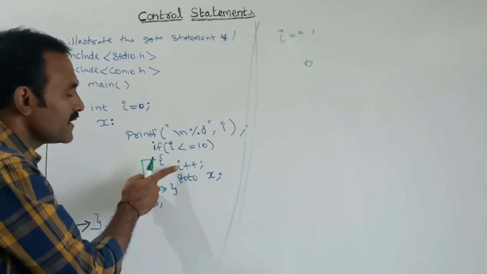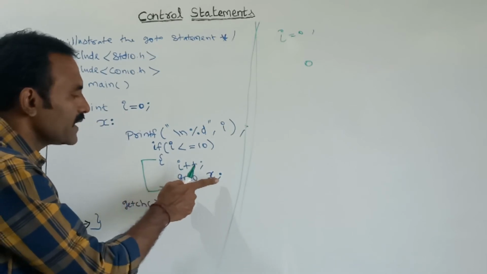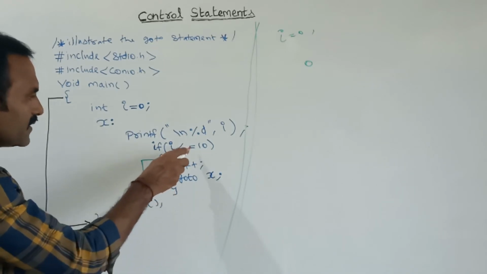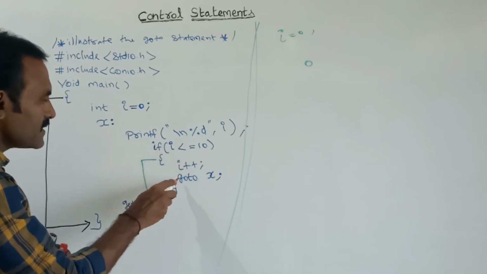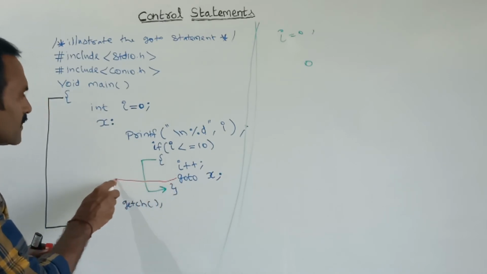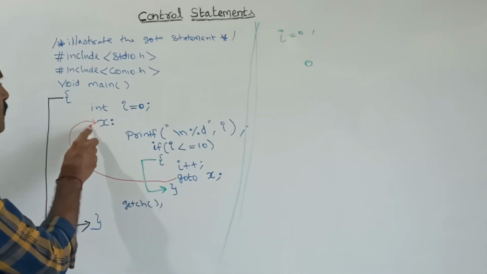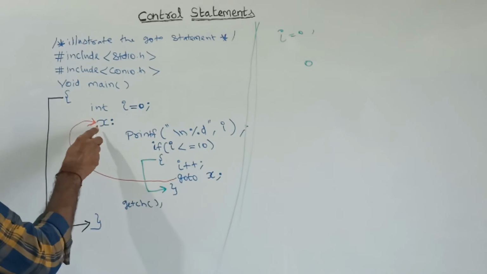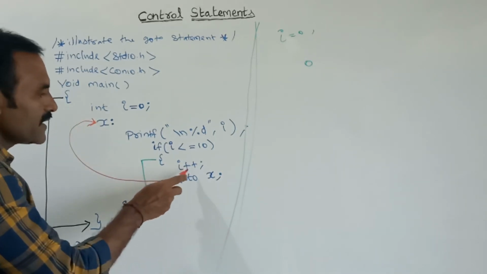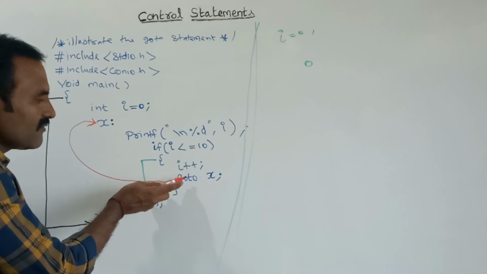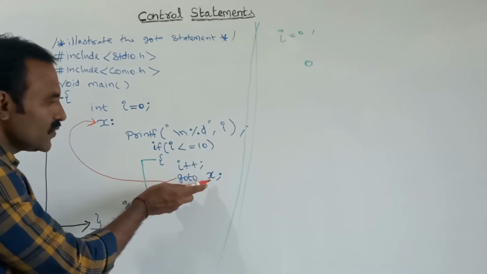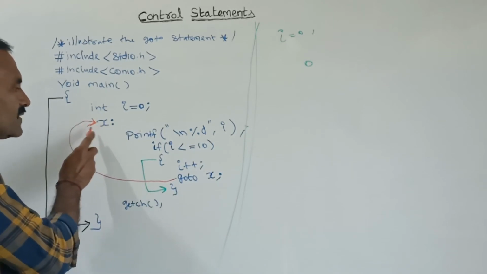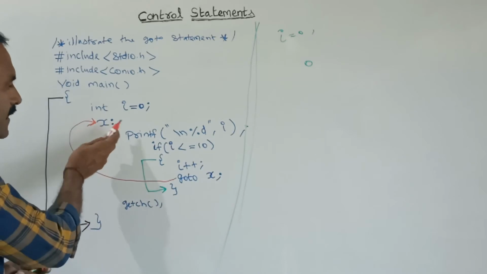After incrementing the i value, I am telling it to go to the X label. Each and every time it comes inside the if condition, this goto statement will move the controller to here, that is X. The controller will jump to the label X. After incrementing the value to 1, the controller comes to the statement goto X, so it jumps to the label X, and it goes there. Here again it will come inside.